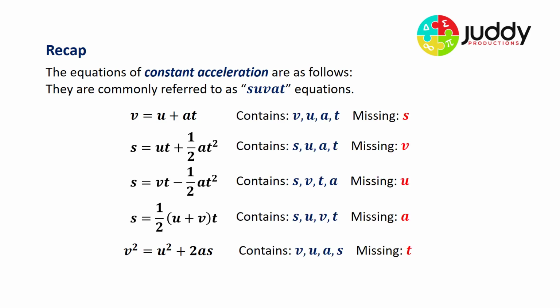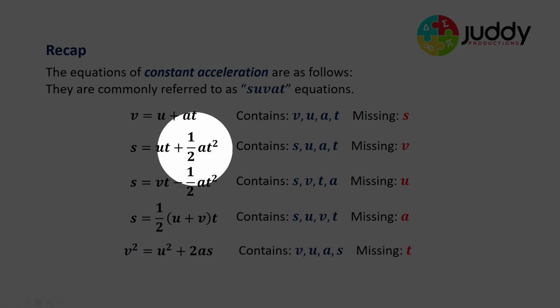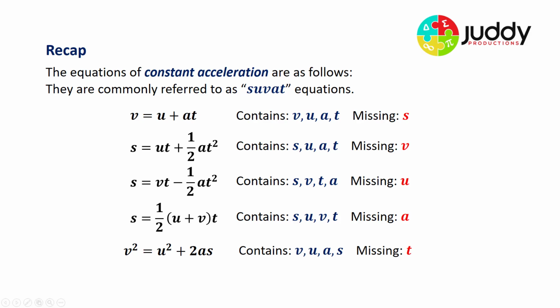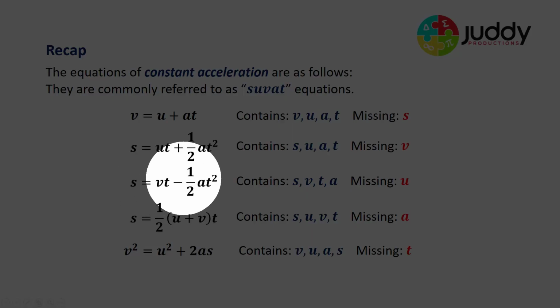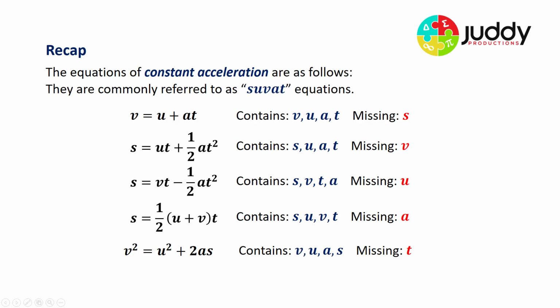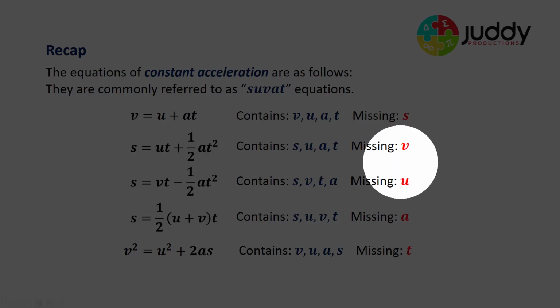The very first equation, V equals U plus AT, contains a V, U, A, and T, and it's missing an S. The second equation, S equals UT plus a half AT squared, contains an S, a U, an A, and a T, and is missing the variable V. Our third equation, S equals VT minus a half AT squared, contains the variables S, V, T, and A, and is missing a U.